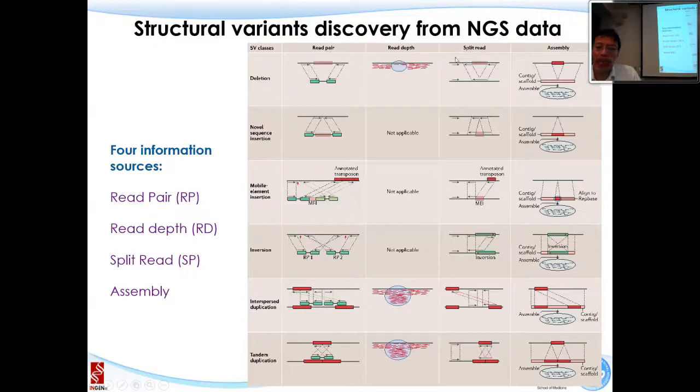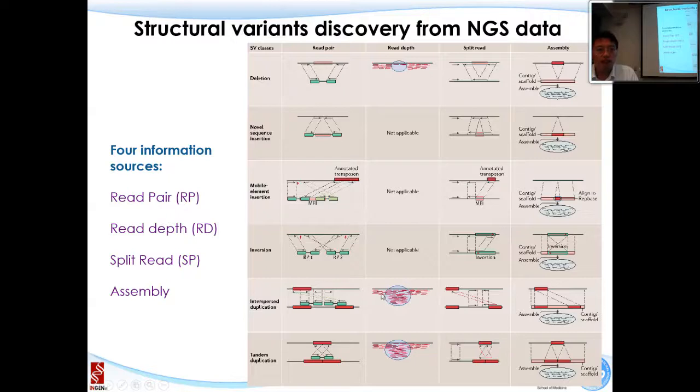The second one is the read depth. So just counting. In this case, I know it's small, but we'll have a bigger version in the next slides. If there is a deletion in one of the alleles, you are expecting to see much lower coverage in those regions. Those are based on the read depths.